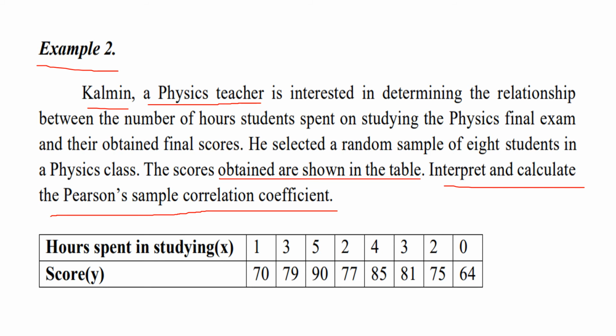With the given values of the number of hours spent studying and the score they got, the number of hours spent studying will be your x variable, and the score will be your y variable. So we simply follow the table, same thing as example number 1. We simply list down the given values for x and y.